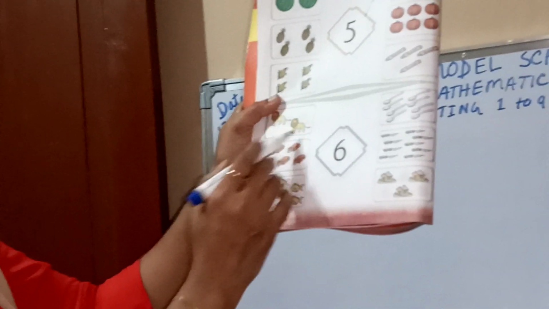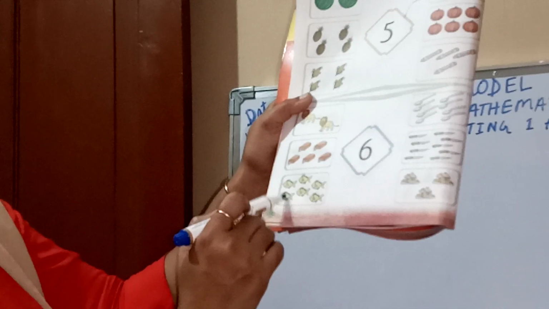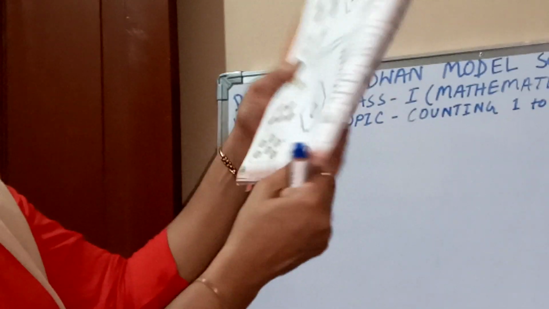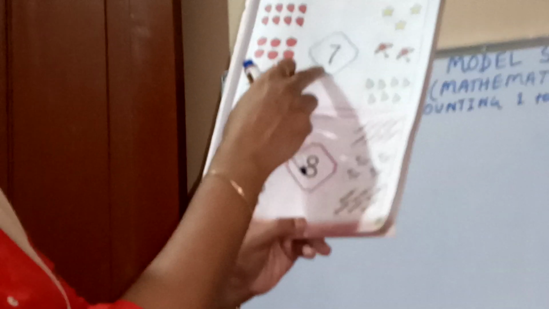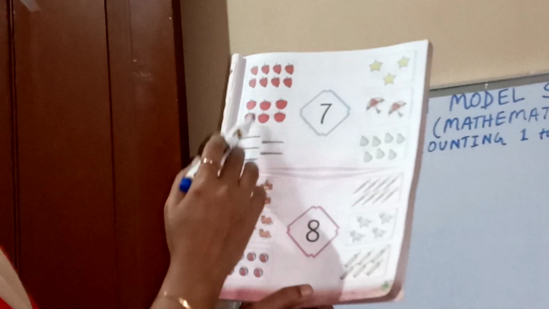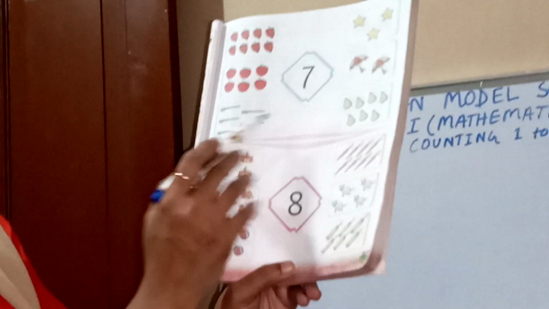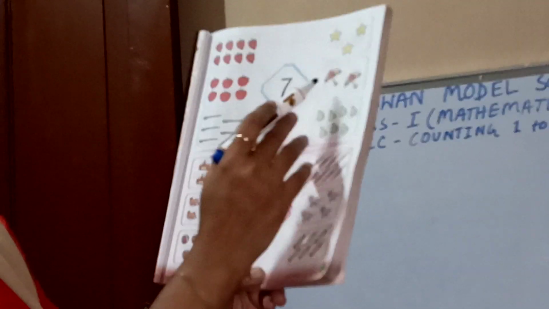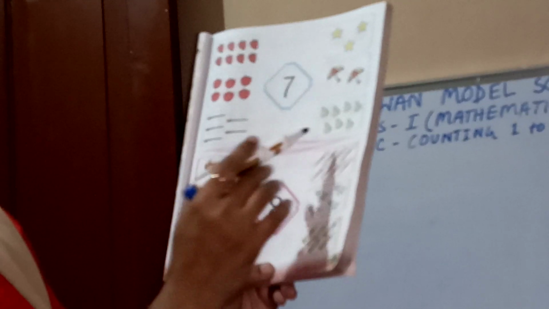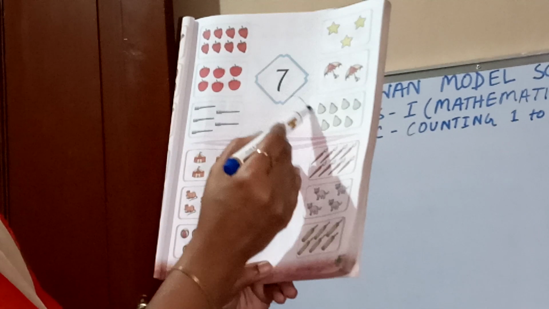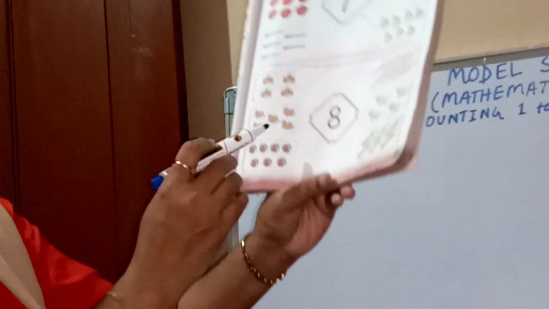Okay, children, there is 1, 2, 3, 4. 1, 2, match? No. 1, 2, 3, 4, 5? No. 1, 2, 3, 4, 5, 6. 6 faces. So match with this. Now there is 7. How many? 1, 2, 3, 4, 5, 6, 7, 8? No. 1, 2, 3, 4, 5, 6? Match with 7? No. 1, 2, 3, 4, 5? No. 1, 2, 3? No. 1, 2? No. Then in this box, 1, 2, 3, 4, 5, 6, 7. Yes. This number of objects matched with 7.